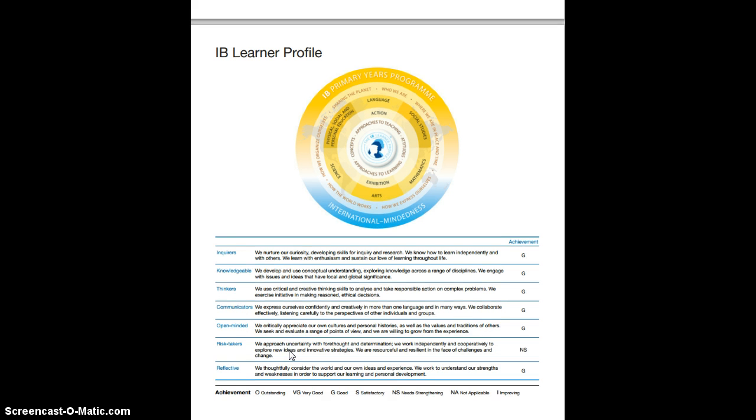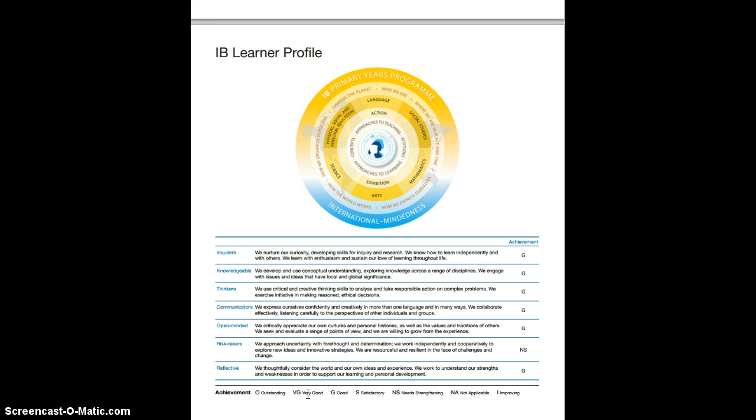Now here we can see the grades for the learner profile. In this case, all of the elements are here. 1, 2, 3, 4, 5, 6, 7. Nope, not all of them. Only some of them. And you can see on this side here, we've got a G, a G, a G, a G, and then an NS. Okay, now if we look down here at the bottom, we've got the achievements.